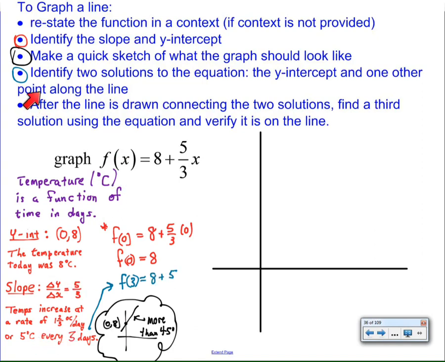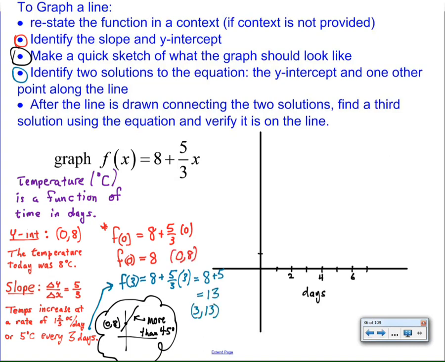Now, the thing that it says next is to identify two solutions to the equation. This is really easy to do because we're going to start with (0, 8). That's our y-intercept and starting value. And then I'm taking my statement after I identified my slope. My slope said we're going to go up 5 degrees after 3 days. So I demonstrate how f of 3 indeed gives me 5 degrees more, or 13 degrees Celsius.